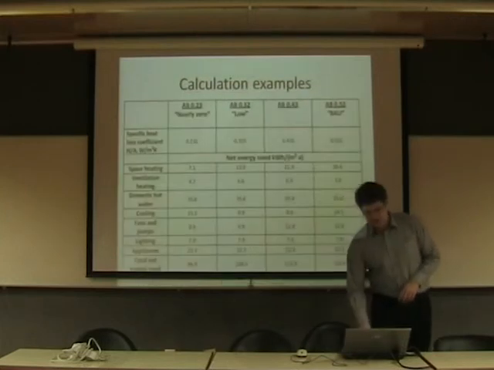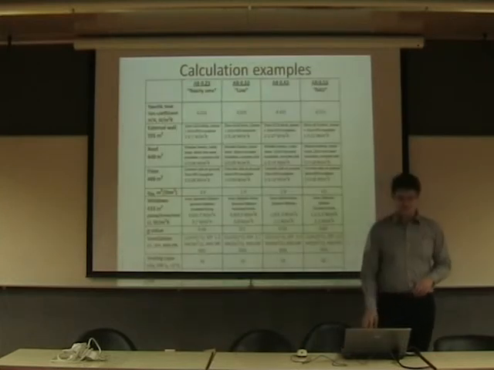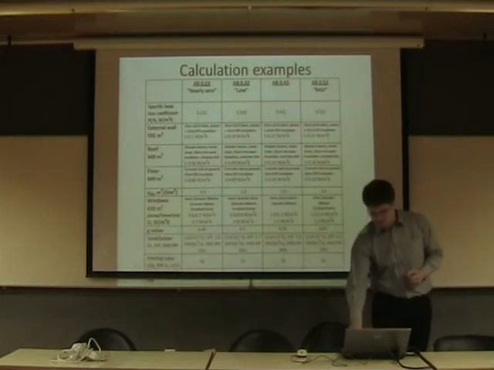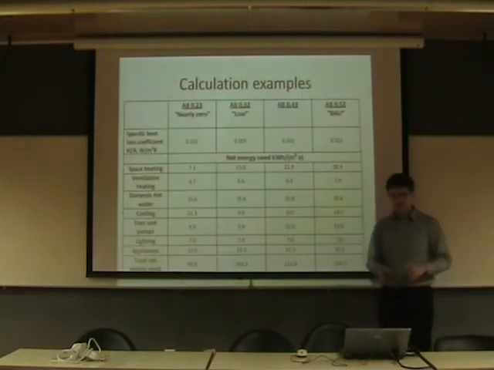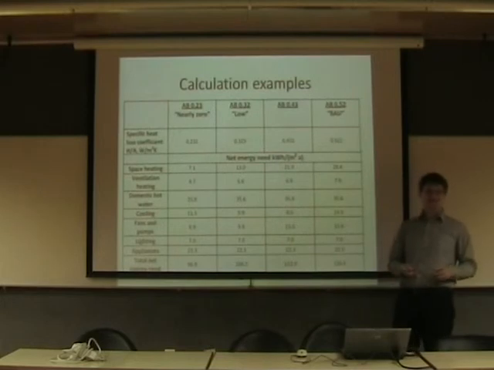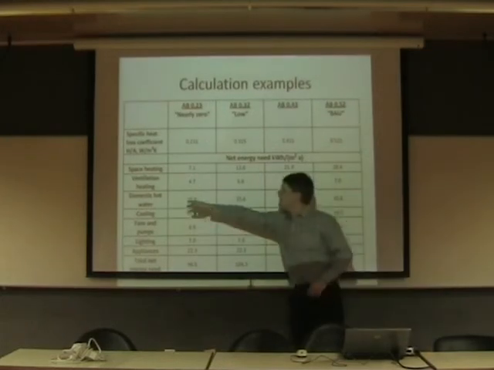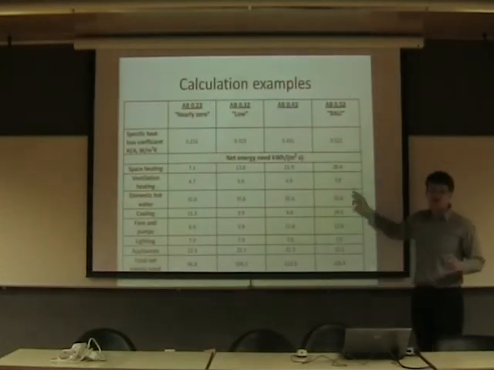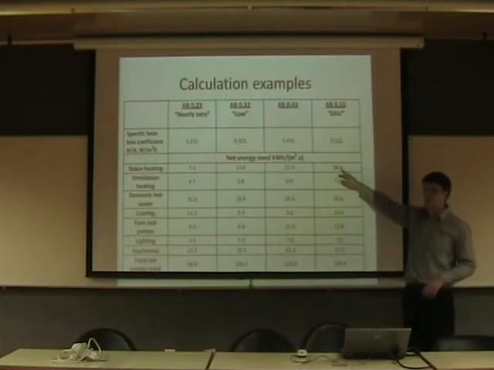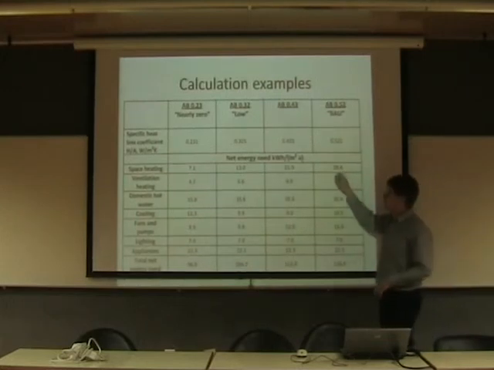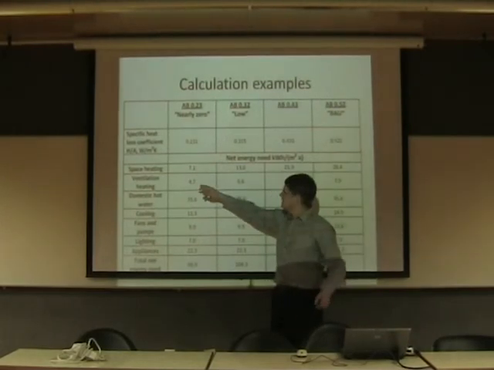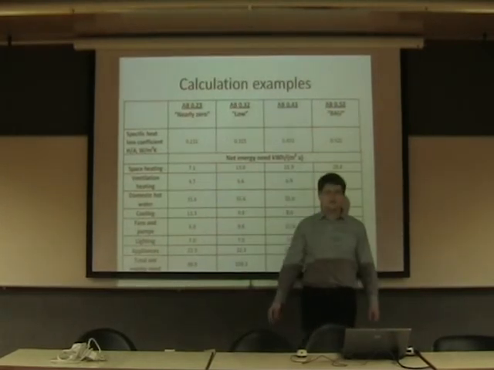After that, these calculations were made with a simulation program, and I think they were made correctly, because two professors made them. Here we can see the space heating energy consumption for the regular building is 28.4 kilowatt hours per square meter per year, and for the nearly zero energy building it would be 7.1.